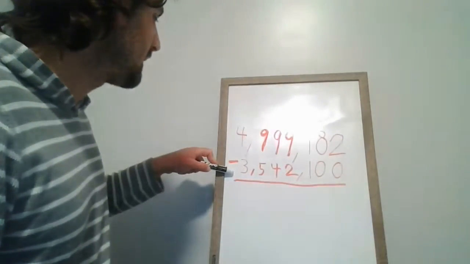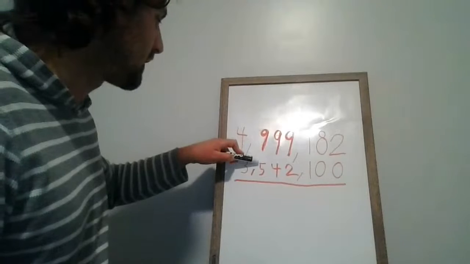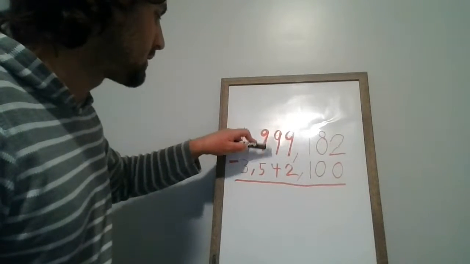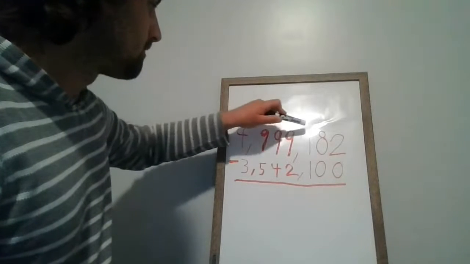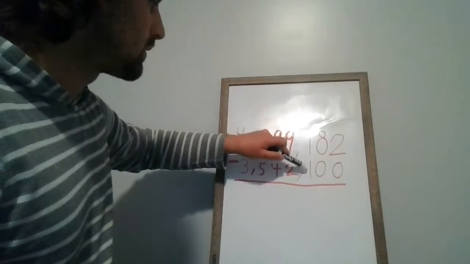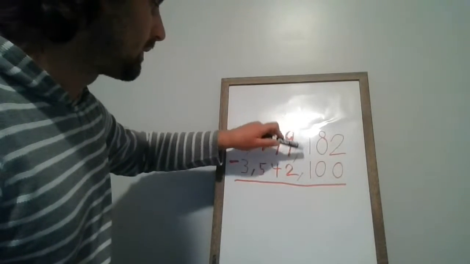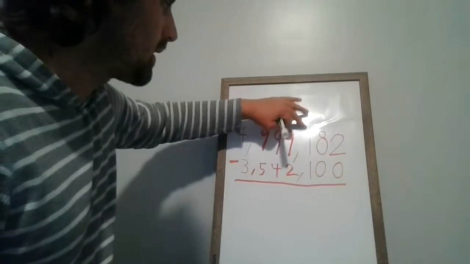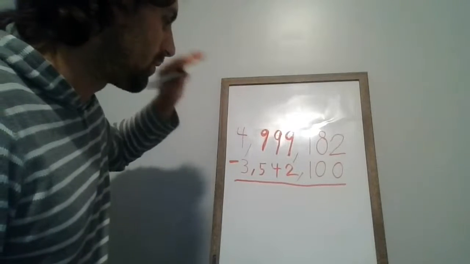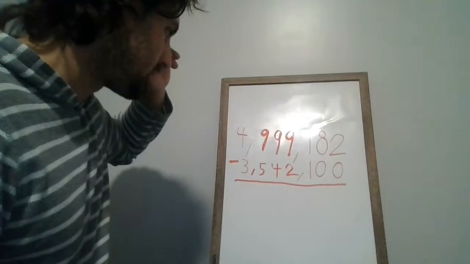4 is bigger than 3. 9 is bigger than 5. 9 is bigger than 4. 9 is bigger than 2. 1, take away 1, so we don't need to regroup there. Again, we only regroup when the bottom number is bigger. If the bottom number is the same as the top number, then we still don't need to regroup. We only regroup when the bottom number is bigger.